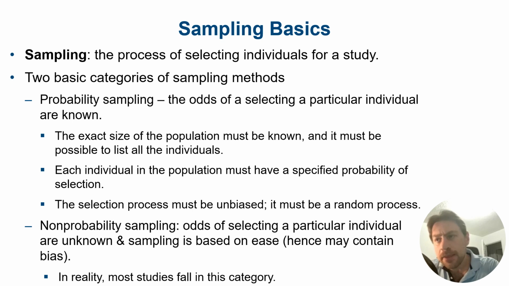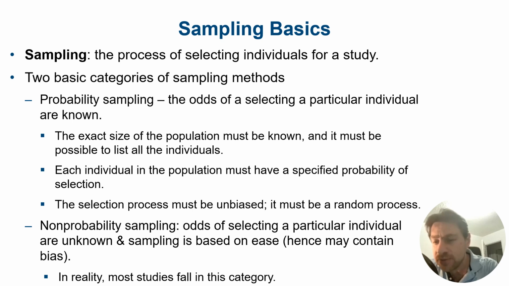Furthermore, the selection process has to be unbiased. And the way this is achieved is through a random selection process, a process that does not arbitrarily favor any one individual over any other individual for selection into your study.